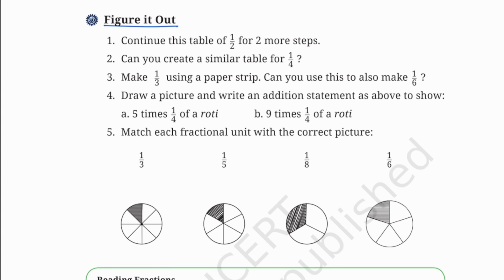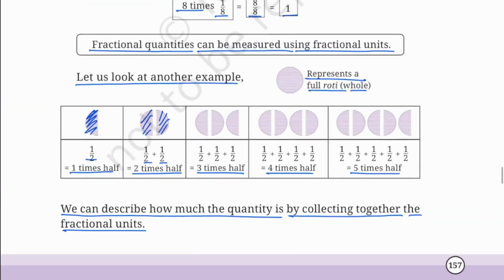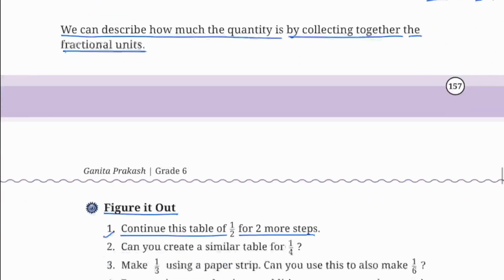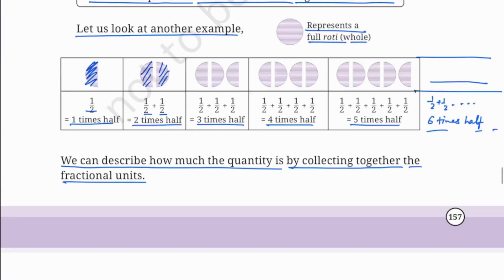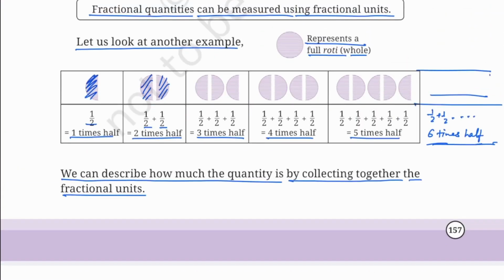Figure it out. 1. Continue this table of half for 2 more steps. Similarly, you have to find 6 times half here and then 7 times half, and draw the figure of half circles here and add half 6 times. You can do it for 7 times half as well.